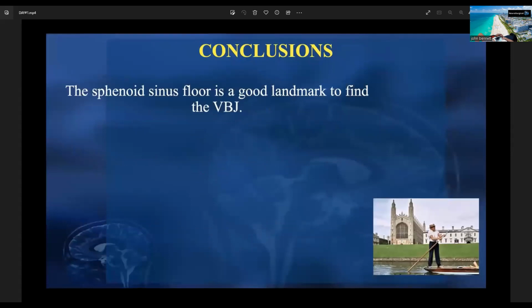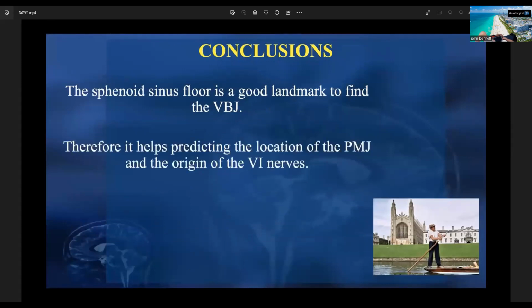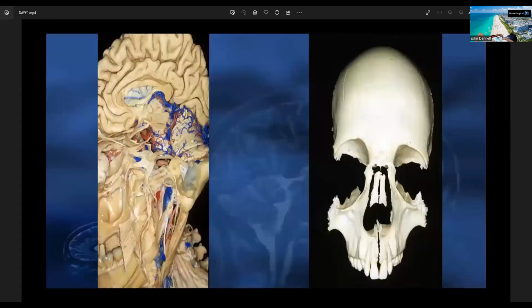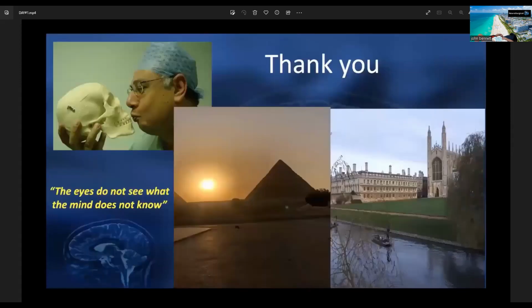So the sphenoid sinus floor, as Dr. Amin Kassam did mention and observe, but we studied it further, is a good landmark for beginners, and it predicts where the pontomedullary junction is, and hence where the sixth nerve is. It is valuable when everything is distorted. And thank you very much for listening to this simple talk.